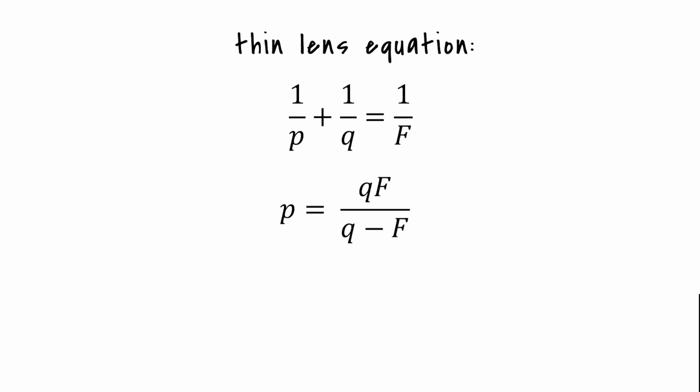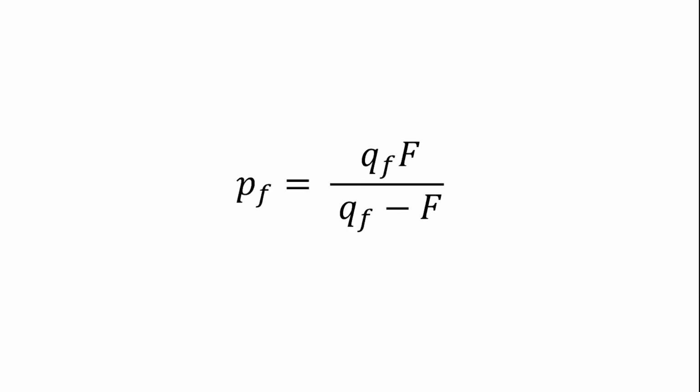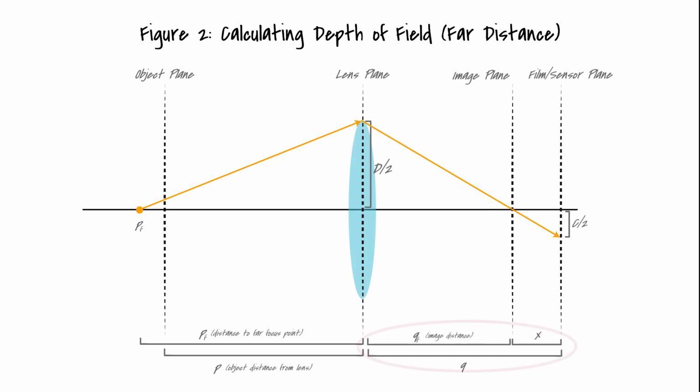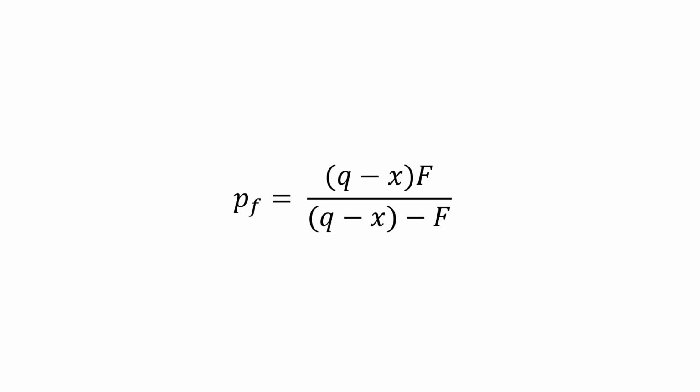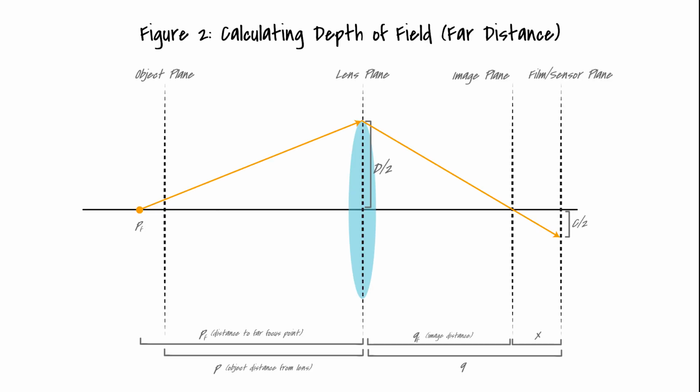To start our derivation, let's rewrite the thin lens equation as p equals qf divided by q minus f. Also, we should note that q equals pf divided by p minus f, but we're going to save that one for later. Since pf and qf follow the same relationship as p and q with regards to f, we can say that pf equals qf times f divided by qf minus f. From the diagram we created, we see that qf equals q minus x. Therefore, we can substitute it in and we get pf equals (q minus x) times f divided by (q minus x minus f).